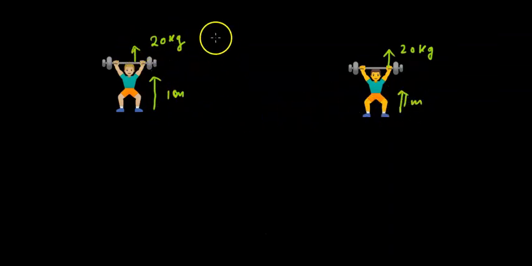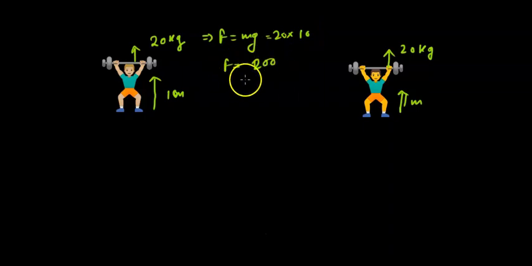So what will be the force in this case? The force is mg, the weight of this heavy weight. The mass is 20 and acceleration we can take as 10. So the force is obviously 200, and he covered 1 meter distance. So we can say that the work done by this person A will be 200 into Fs.